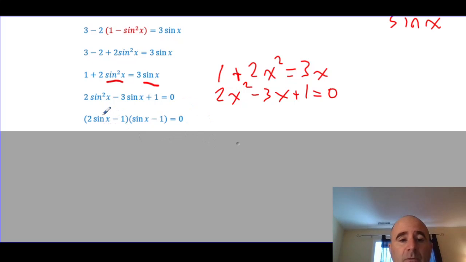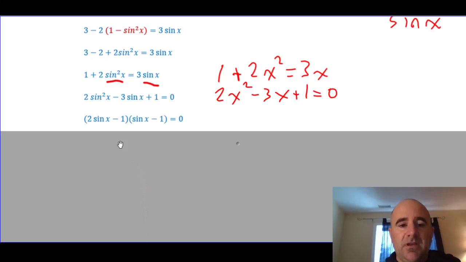If you're not sure why that works, then anytime you're factoring, it's always a really good idea to think about the expansion to make sure you're right. 2 times sine x is 2 sine squared x. 2 times -1 is -2 sine x. But then we multiply -1 by sine x to get -3 sine x in total. -1 times -1 gives you +1.